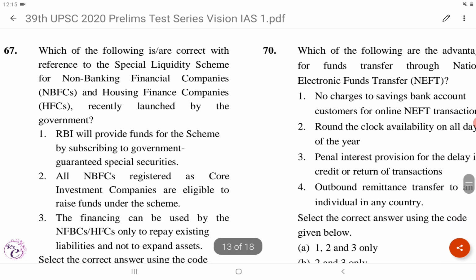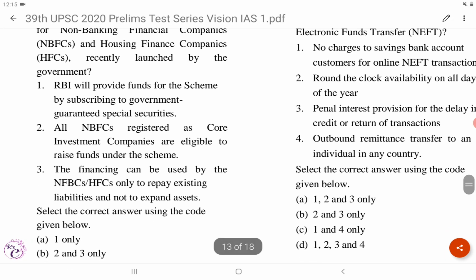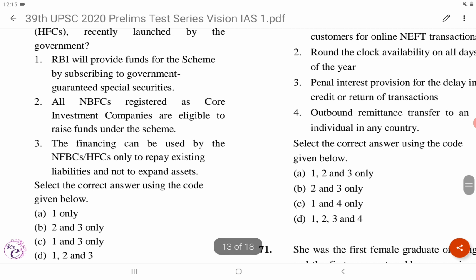Now let's come to question number 67. Which of the following is or are correct with reference to the special liquidity scheme for non-banking financial companies, that is NBFCs, and housing finance companies, that is HFCs, recently launched by the government? Number 1. RBI will provide funds for the scheme by subscribing to government guaranteed special securities. Number 2. All NBFCs registered as core investment companies are eligible to raise funds under the scheme. Number 3. The financing can be used by the NBFCs or HFCs only to repay existing liabilities and not to expand assets. Select the correct answer using the code given below. So the correct answer is C.